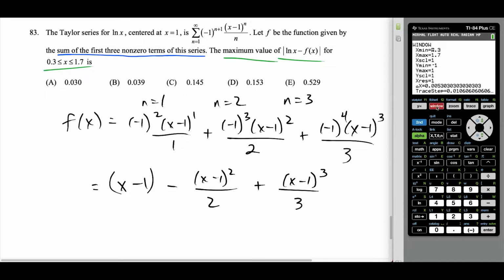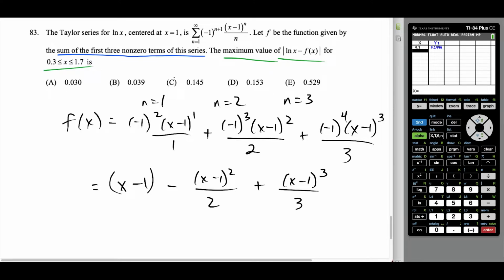So now I would press second window, switch the independent section here to ask, because now when I go to the table, I can just type in 0.3, and this is going to tell us 0.1446 is going to be the maximum value here. And if we round it, that's going to be 0.145, and this is going to match choice C.